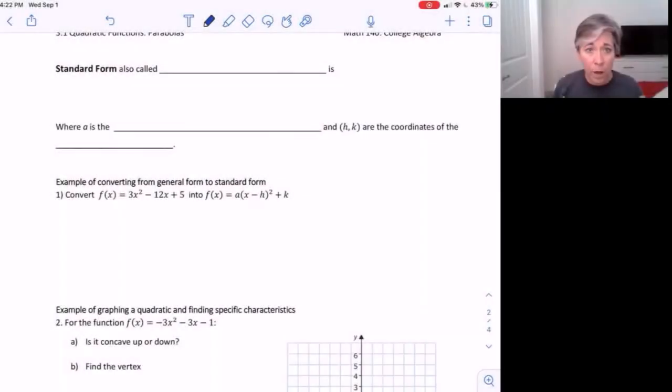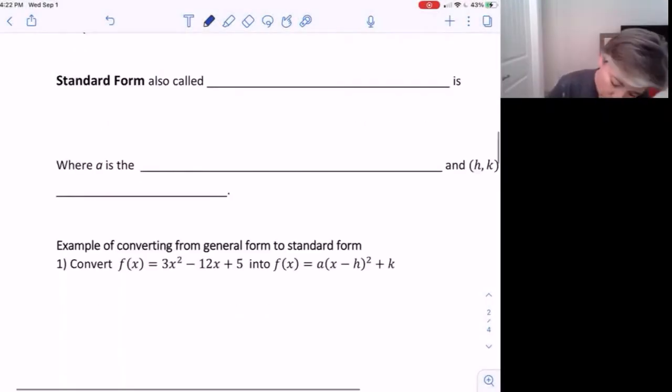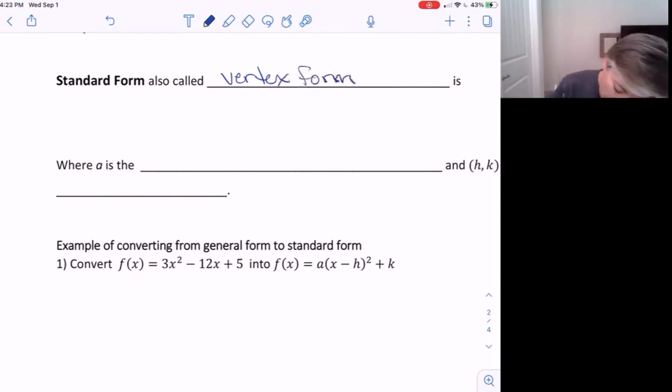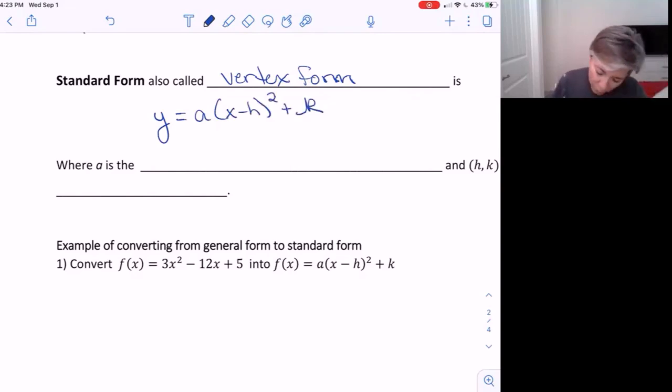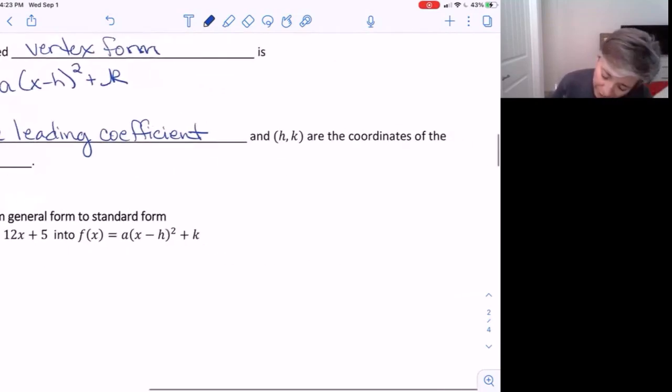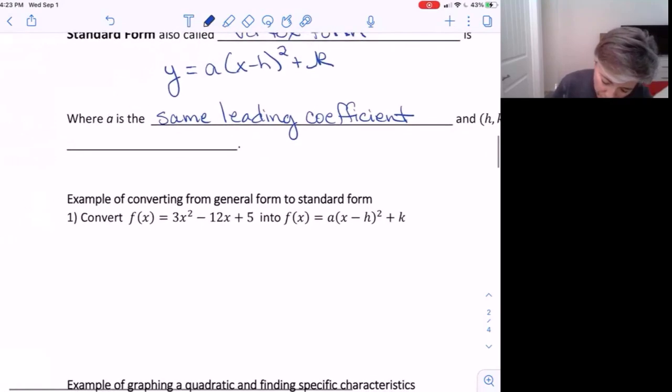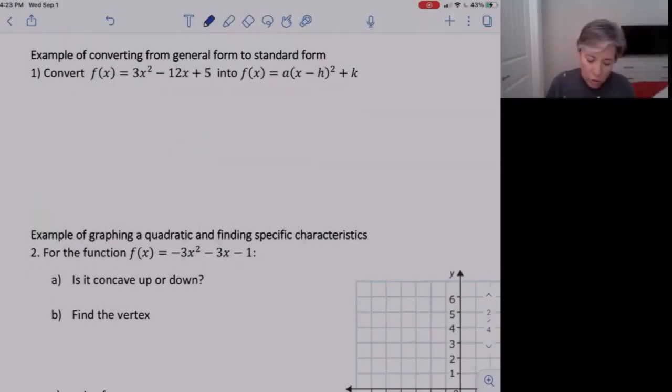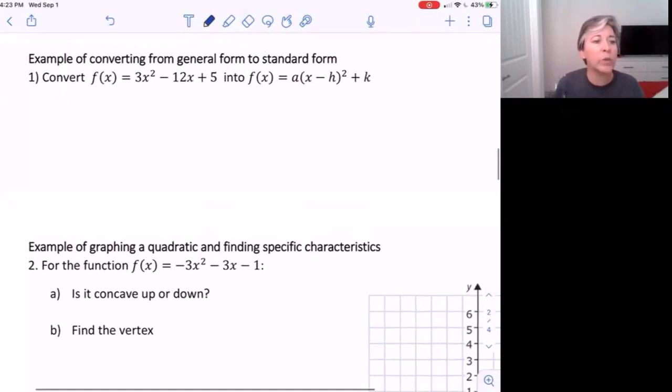The standard form of a quadratic equation is also called the vertex form, and that's the form where y equals a times x minus h, that quantity squared, plus k, where a, again, is the same leading coefficient, and h, k are the coordinates of the vertex. So let's do an example where we're trying to convert it from the general form into the vertex form.